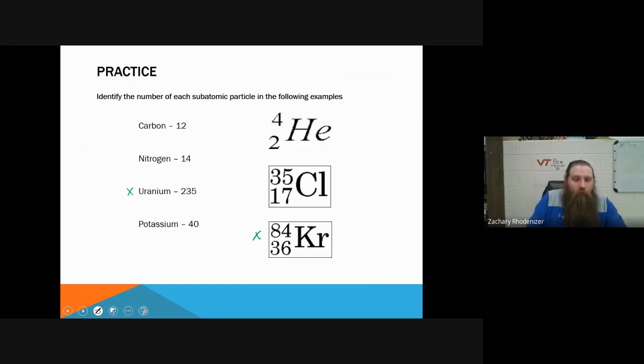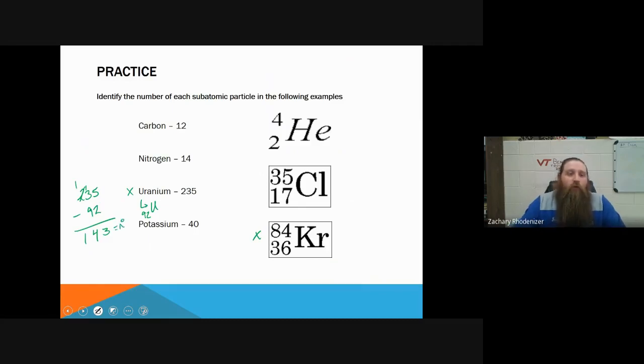So for uranium-235, I need to look up uranium on the periodic table. The symbol is U, and when I look it up, I find that it's number 92. So it is 92 protons. So I say 235 minus 92 gives me 3. 13 minus 9 is 4. So I have 143 neutrons.